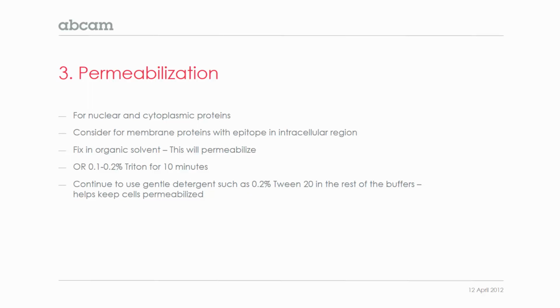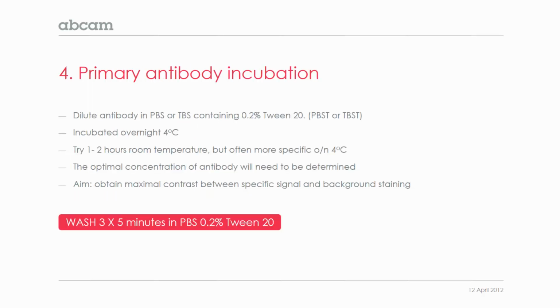So that's permeabilization. And then you're ready for the primary antibody incubation. So you would dilute your antibody in PBS or TBS buffer containing 0.2% Tween. These are known as PBST or TBST. You can look up recipes for these on the internet.